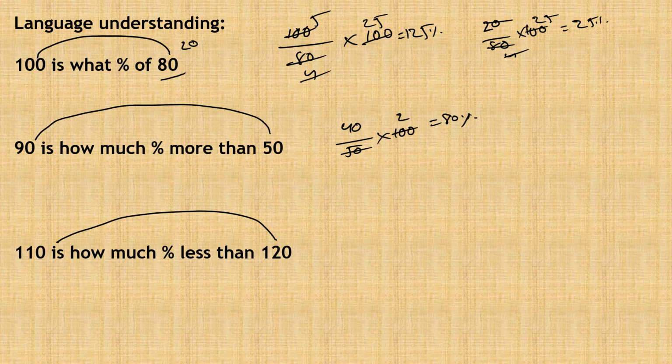110 is how much percent less than 120? That is 10 less. 10 is less than the compared number, 120, into percentage, that is 10 by 120 into 100. The 0 gets cancelled, that is 100 by 12 is equal to, as you know, 8 1/3% or 8.33%.